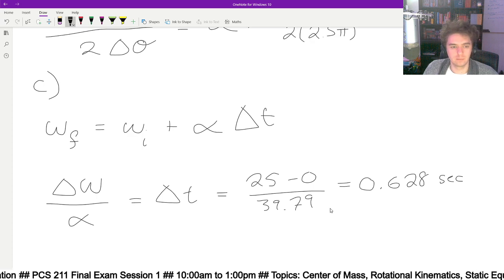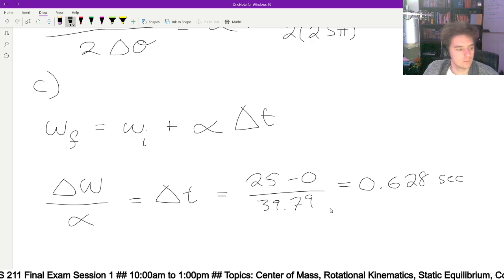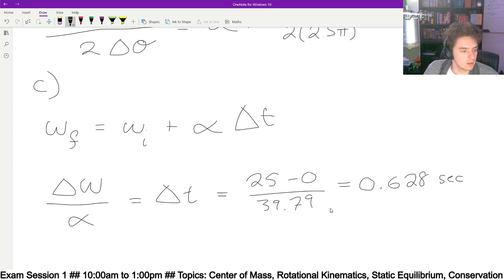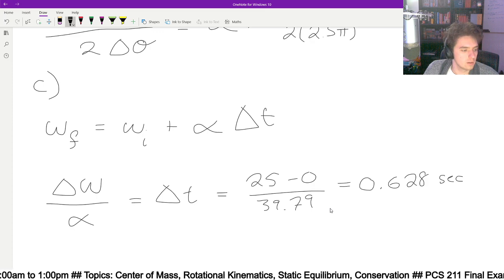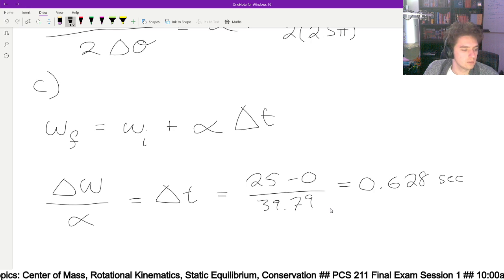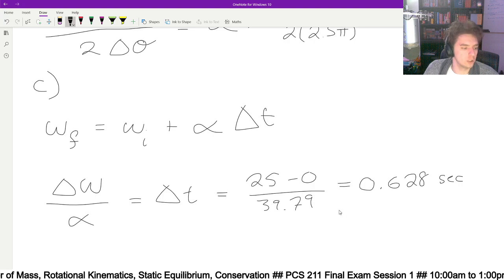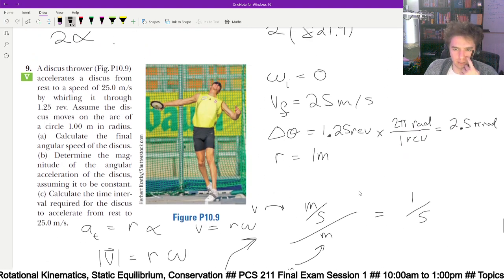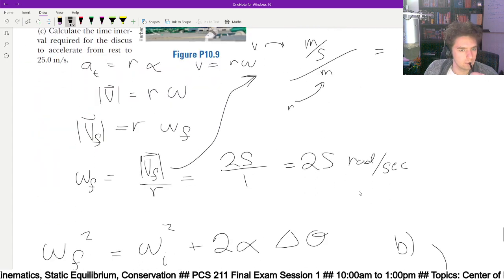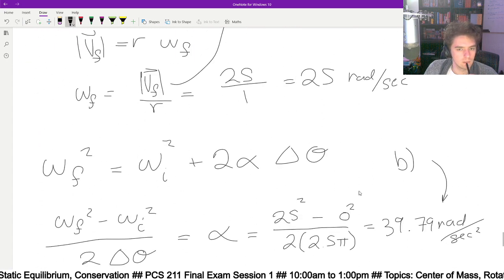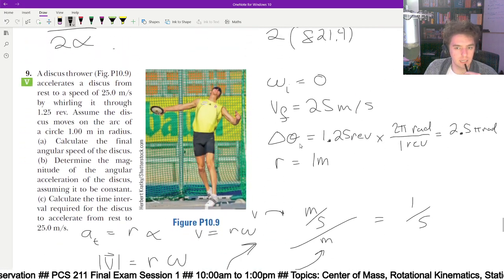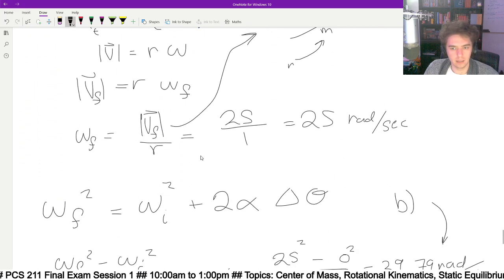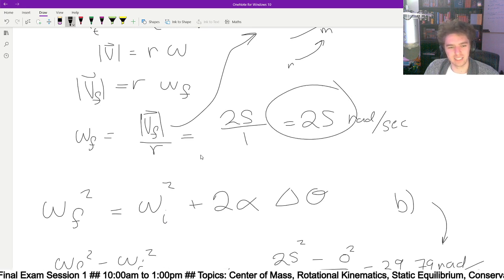I have a question. Isn't C asking for the linear acceleration? It's finding the time, but in terms of linear velocity and acceleration. So wouldn't we use the regular one and convert? You're right, hold on. The velocity is 25 meters per second, because it doesn't say radians. If it said radians, I would have done the same thing. It's actually the same thing in this case, right?